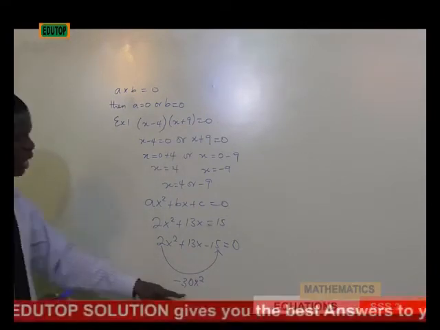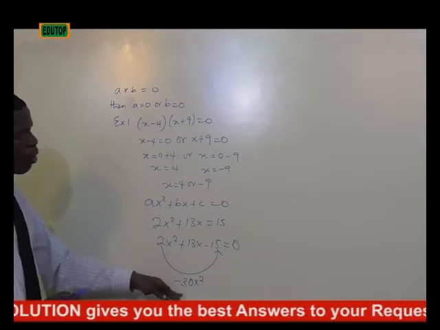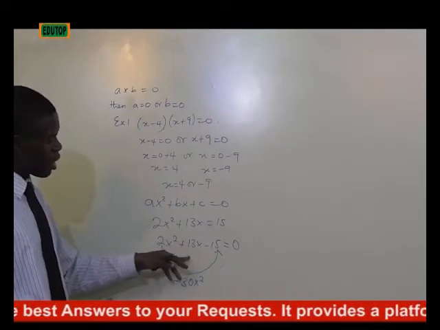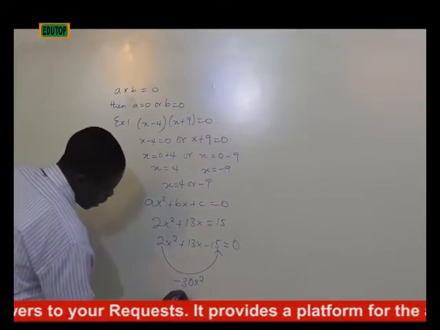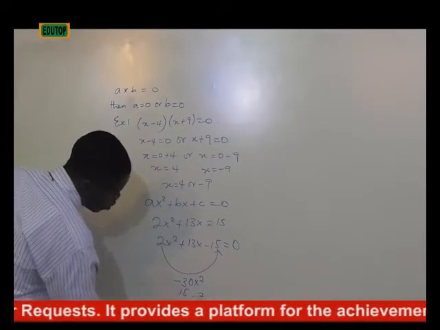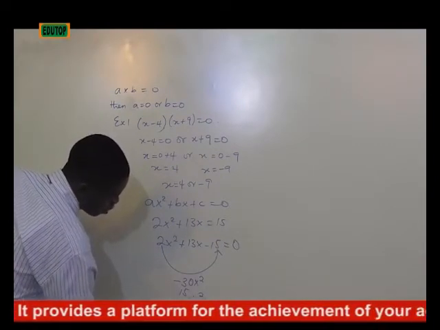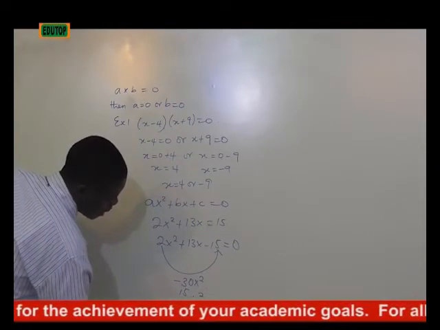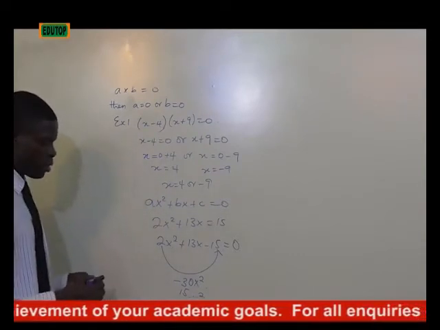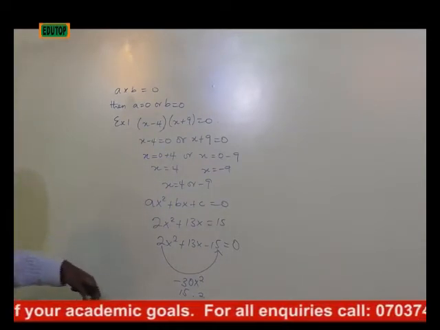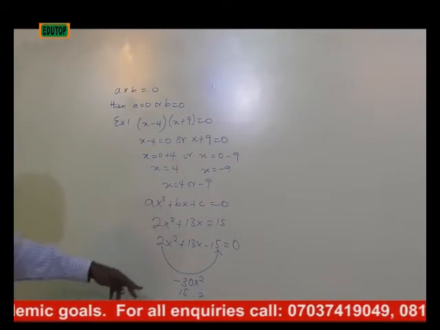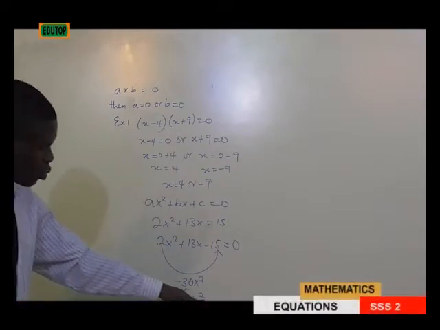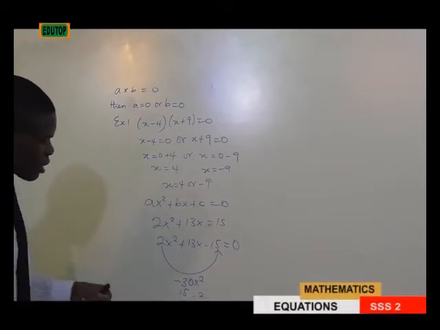And since we now have minus 30x squared, we are going to look for two factors of 30 that will give us the one in the middle. What are the factors of 30? You have 15 and 2. You have 30 and 1. Then we have 10 and 3. So these are the factors of 30 that we have. Which one will give us 13 in the middle and will still give us a negative? 15 minus 2 will give us 13.